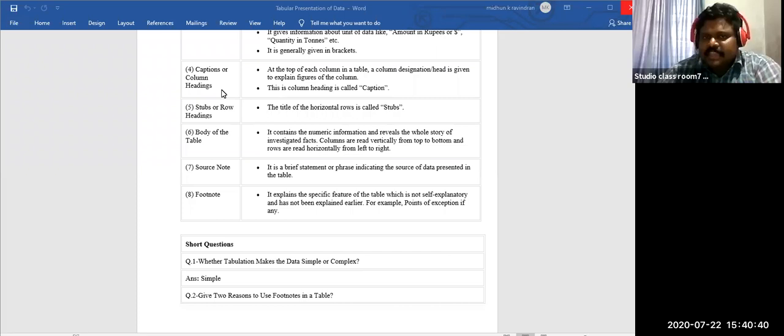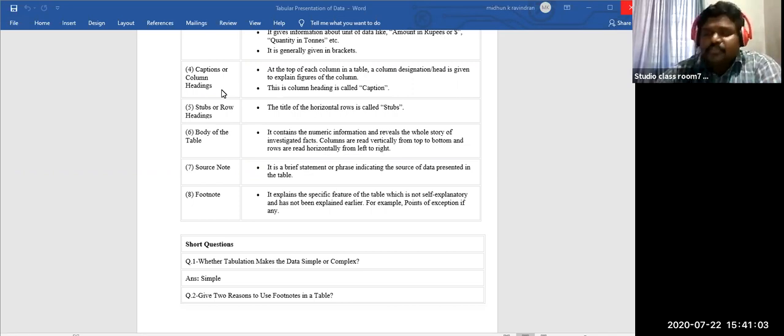So here you can see the source. What is the source in your table? On page number 44, table number 4.5, you can see the source: Census of India 2001. So the data that we find in the table is taken from the census report of 2001. That is the source information related with that table.